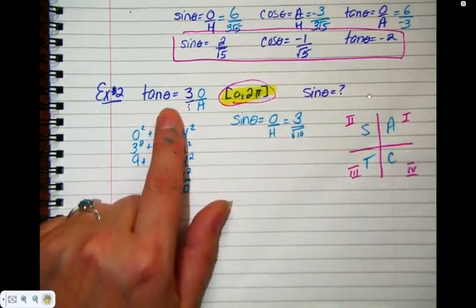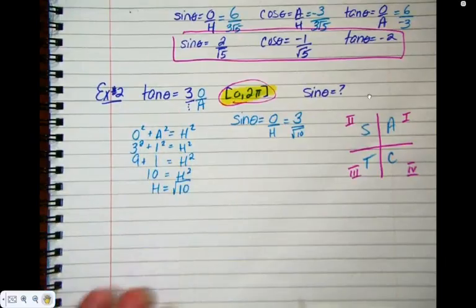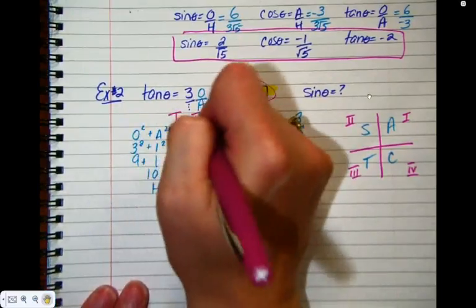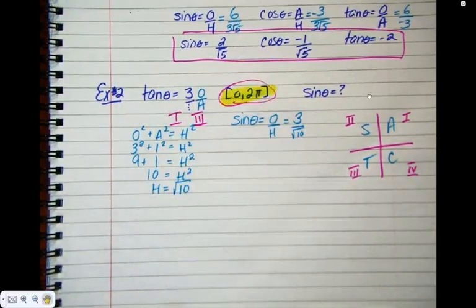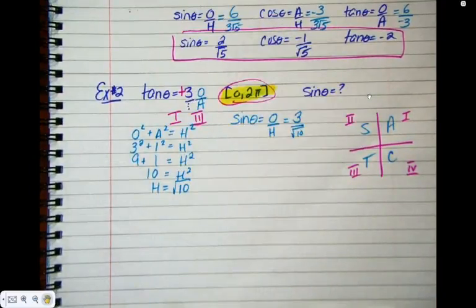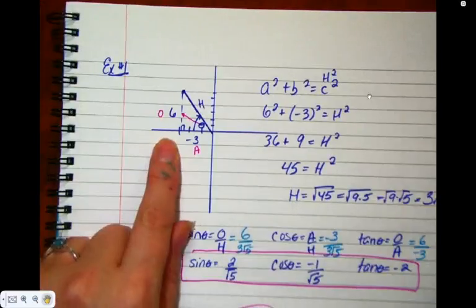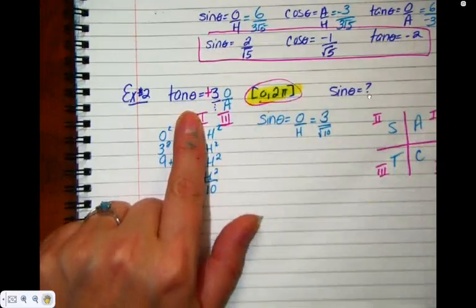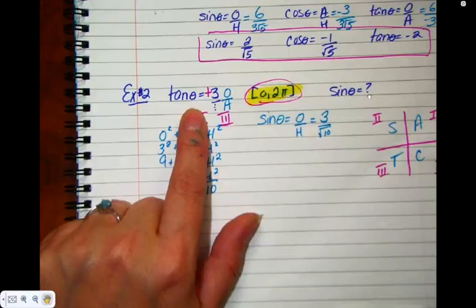So because it's positive, what quadrants might this be in? It might be in 1 and it might be in 3. And I'm going to put a plus sign in front of the 3 just to show you that's how we knew, because it's positive. The difference from example 1 is we knew what quadrant the point was in. We knew it was in Q2 if we look at the picture. Here, we don't know. This might be Q1, it might be Q3, we don't know. So we need to account for both of those.